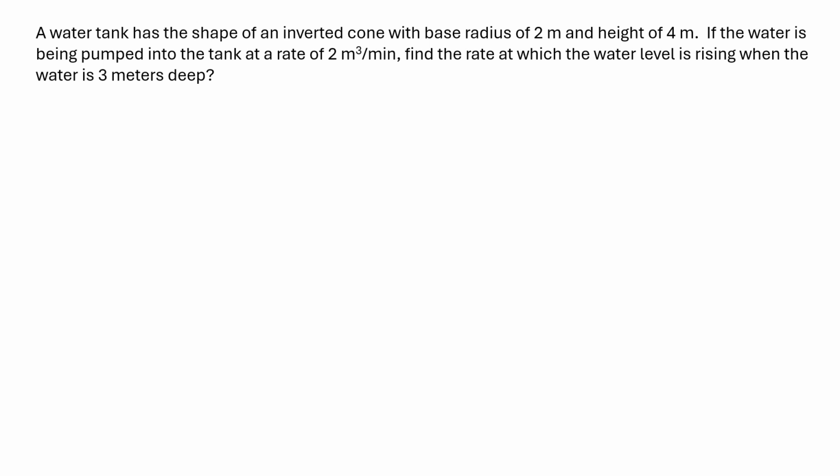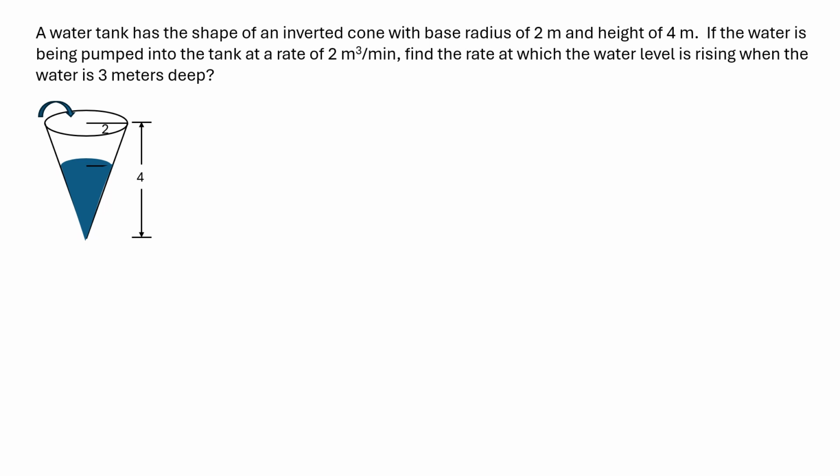So here is an illustration of an inverted cone. This is a tank and water is going into this tank. The radius of the circular base of this cone is 2 meters and the height of this tank is 4 meters. As water goes inside this tank, the water is also going to take the form of a cone. The height, of course, is a variable.